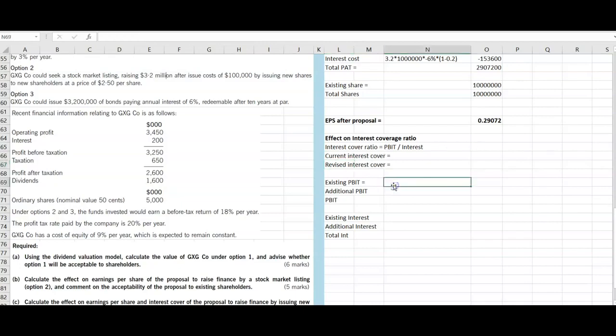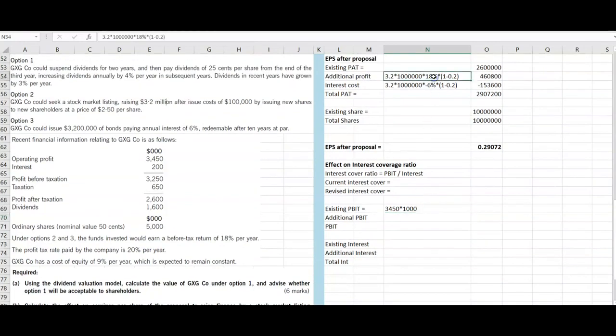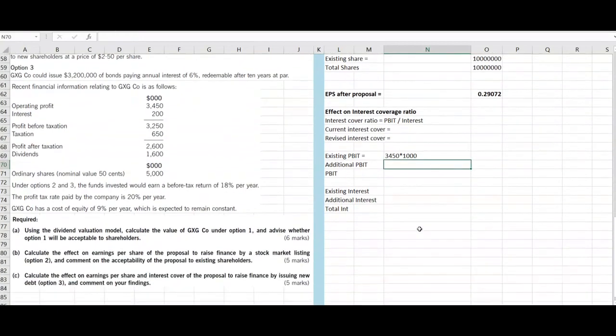So we'll start. So the existing PBIT is this number. Earnings before interest and tax is 3450 into 2000, and the additional PBIT, that would be generated, profit before interest and tax, that we have to calculate. So we can calculate it from here. So we can take this number off. So this will give us our answer. So we can work it out.